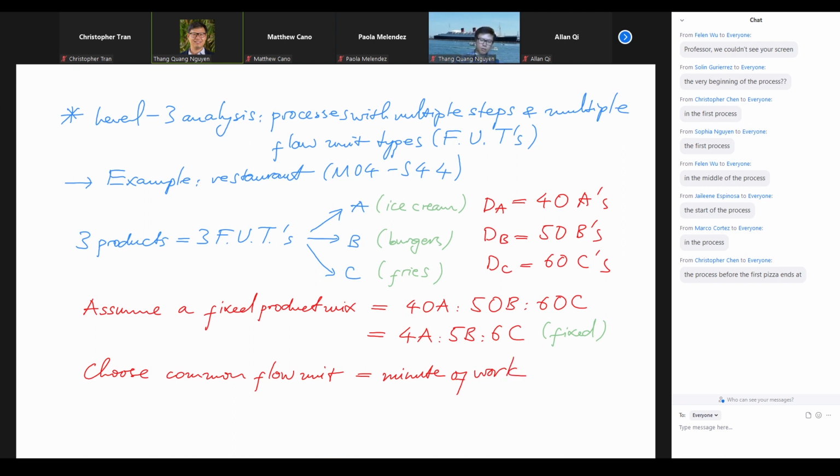Because all the food, whatever they are, takes time to be cooked. It takes time to prepare the ice cream, to cook the burgers, and to cook the fries. So the time to work on them is common among all 3 units. This is for question 24. Last time we worked on the level 2 analysis, that's for question 23. Today we work on question 24.